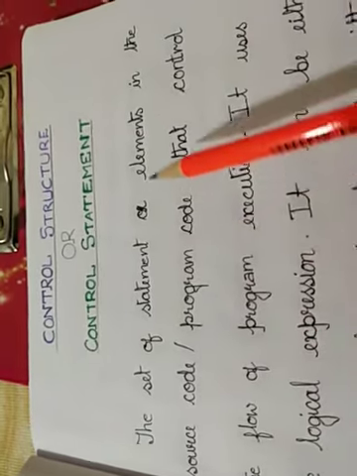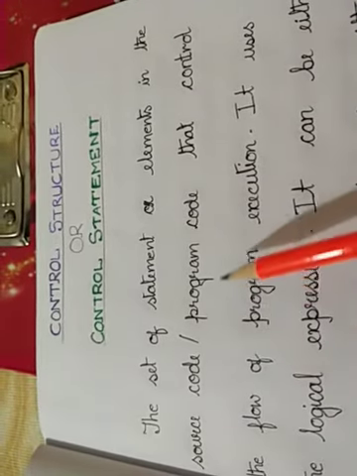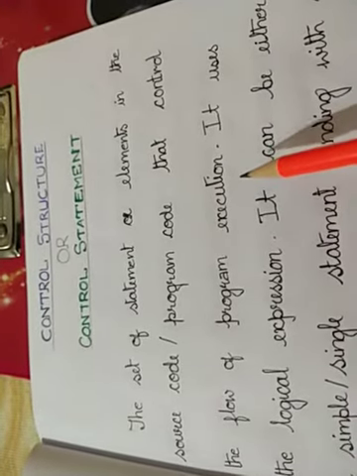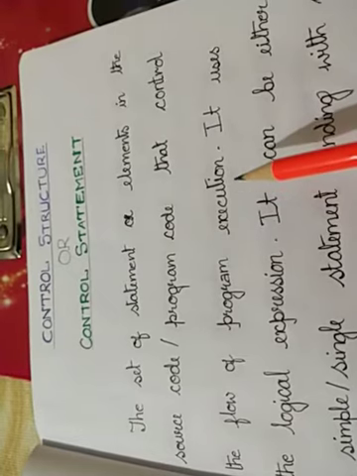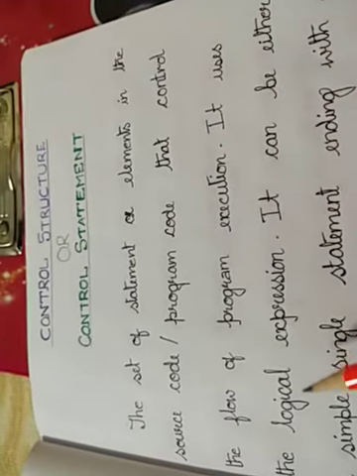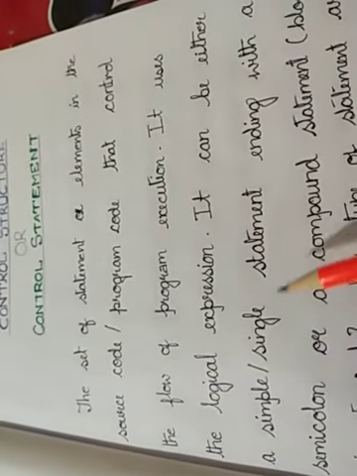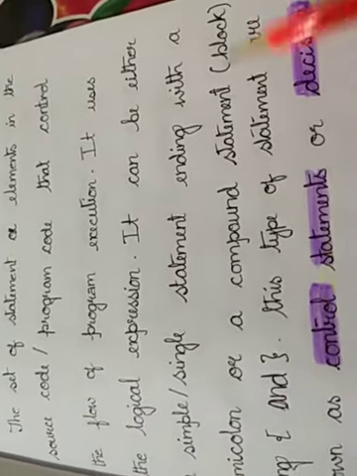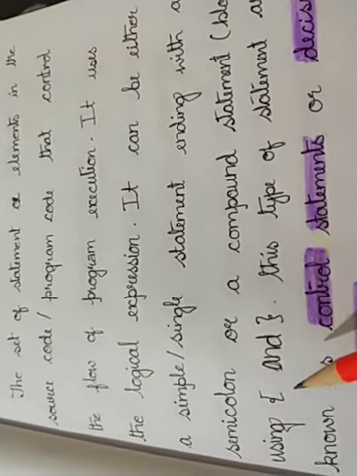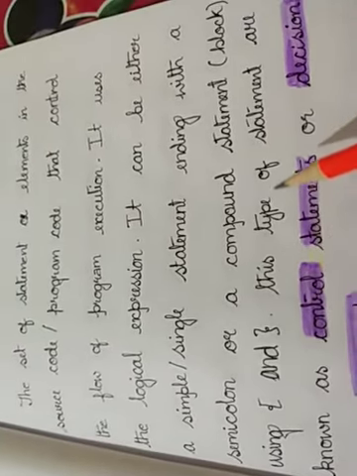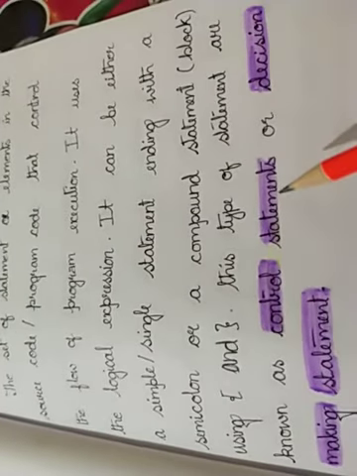So what is a control statement? They are the set of statements or elements in the source code or program code that control the flow of program execution. They control what? The flow of the program execution, and they use logical expressions. It can be either a single statement ending with a semicolon or a compound statement block using an opening curly brace and closing curly brace, and this type of statement is known as control statement or decision making statement.